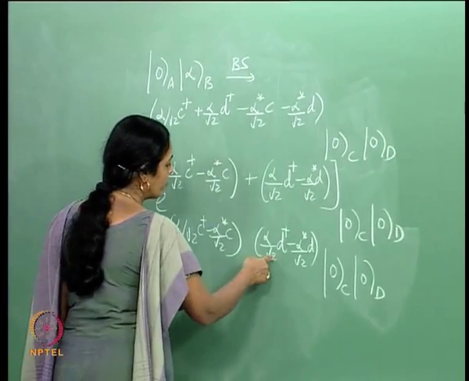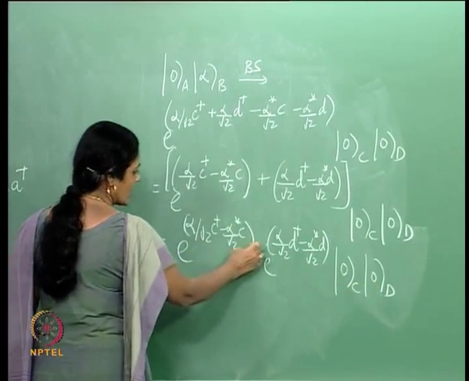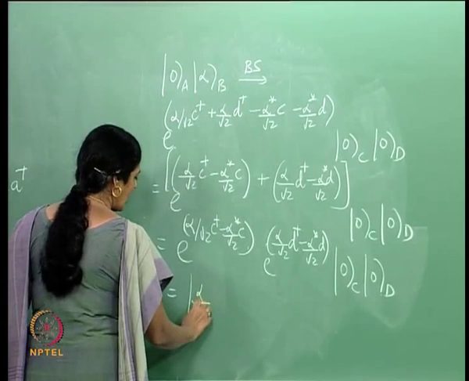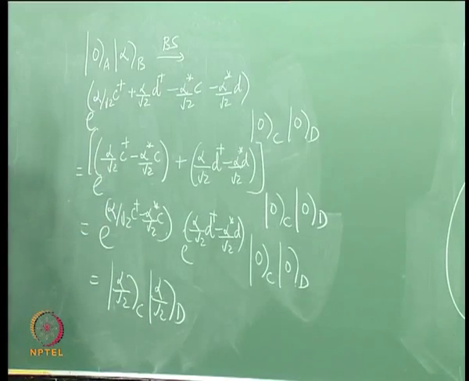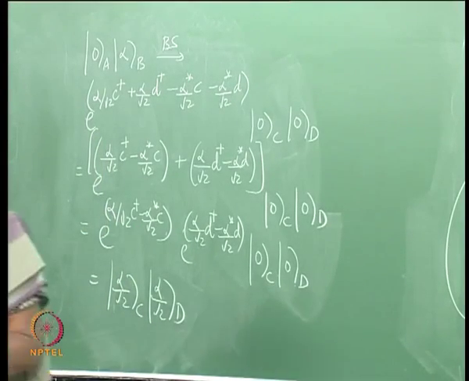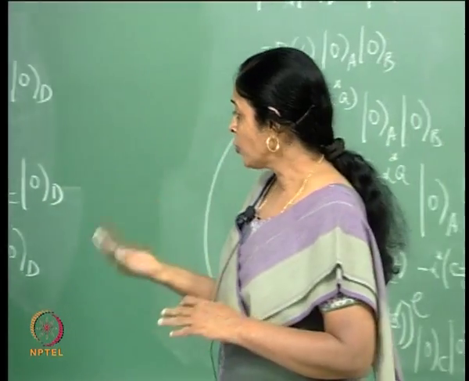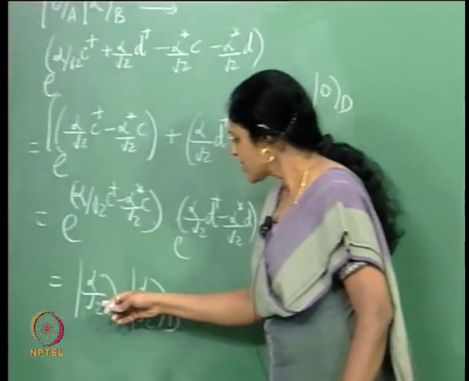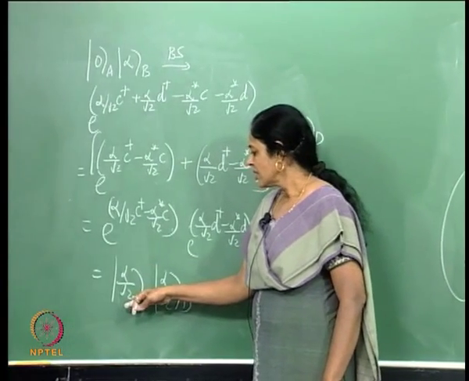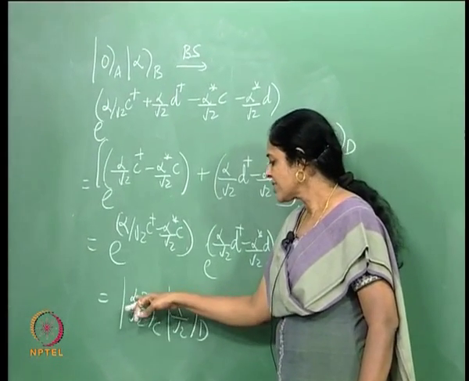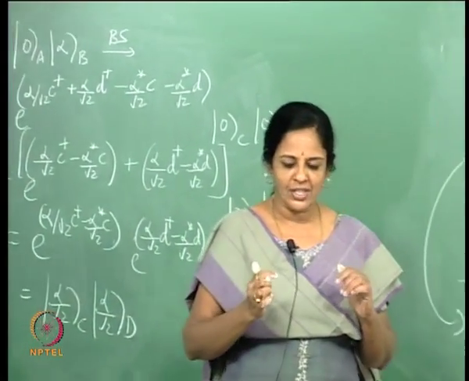Well, that is just going to give me, when this object acts on 0 d and this object acts on 0 c, alpha by root 2 c, alpha by root 2 d. In other words, I started with a coherent state going through one input port and 0 in the other. The output ports have two coherent states, but instead of the original alpha, it is alpha by root 2 sitting inside each of these kets. And therefore, the intensity of the coherent state has gone down.